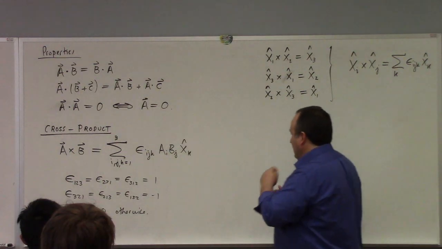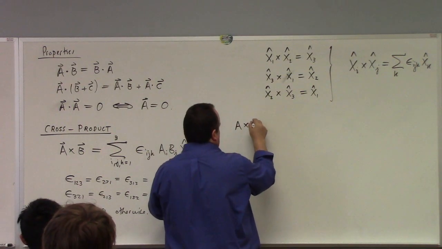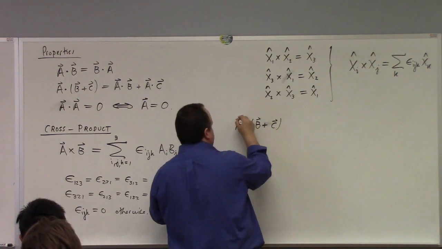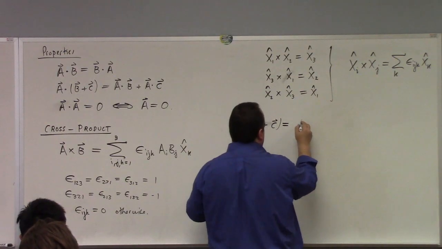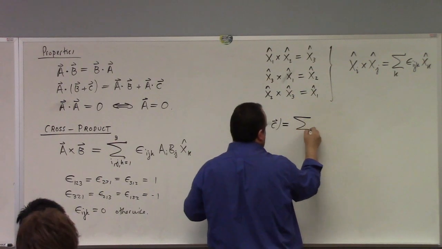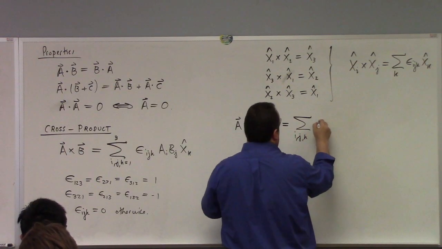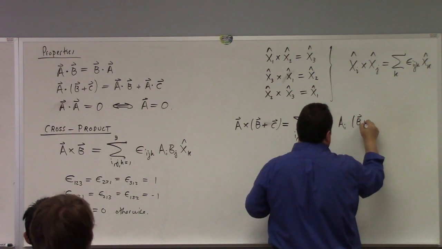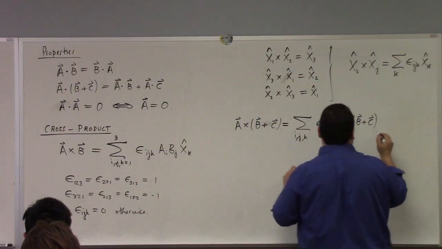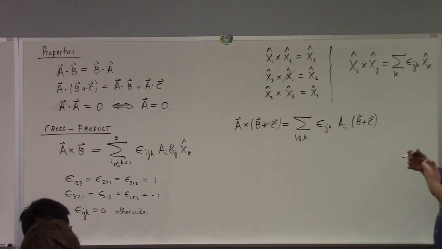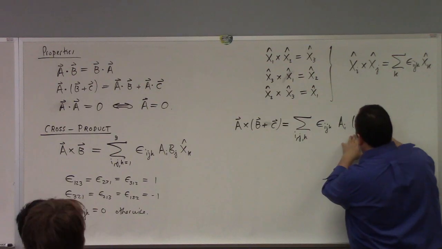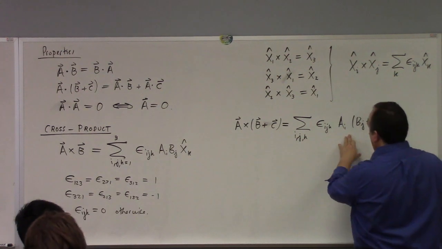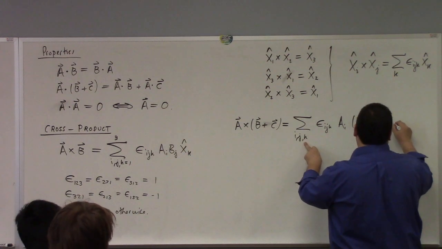But with this, you can do very nice things like prove, for example, linearity of the cross product. So we're talking about the sum over i, j, k, epsilon i, j, k, a sub i, b plus c sub j. All right, let me save some writing here and just get to the point. What's the jth component of B plus C? It's B sub j plus C sub j, right? And then I put an x hat k over here.